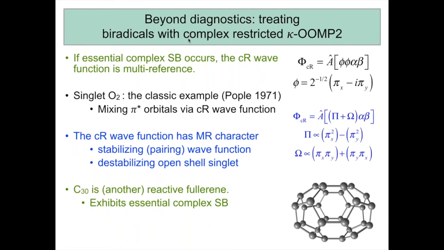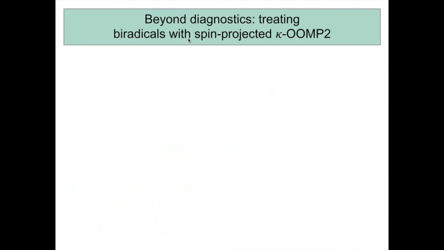C36, however, does not. So when does a molecule have essential complex symmetry breaking and when does it not? Well, we can say it's something to do with partly occupied degenerate orbitals that are perpendicular to each other. That's the common characteristic. But in general, you've just got to check. You've got to use stability analysis and check.